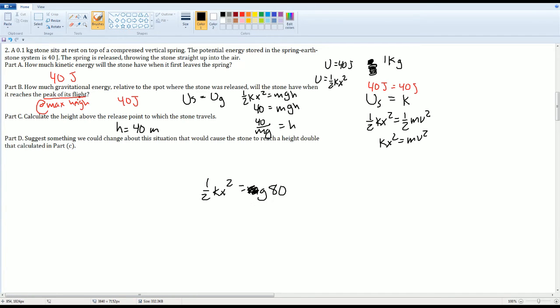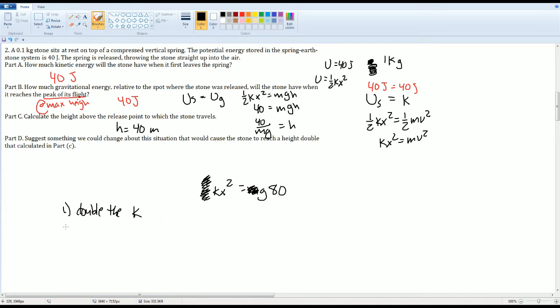Okay, so mass goes away. You can change the spring. The 1/2 goes away because the mass doesn't change. So you could do a couple of things. If you want to double this, you can double this. So one option is to double the spring constant, right? This goes up by 2, so this has to go up by 2.